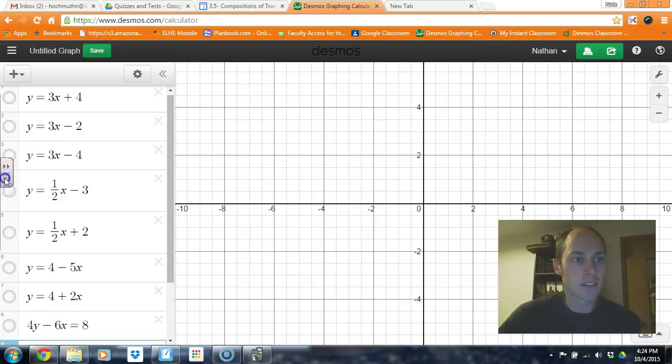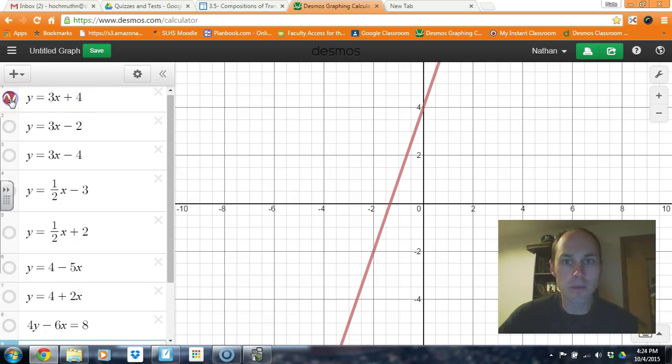Okay, so let's take a look at certain equations and what we can tell from them. So let's take the equation y = 3x + 4. Y-intercept of 4, slope of 3. Graph that, that's what it looks like.